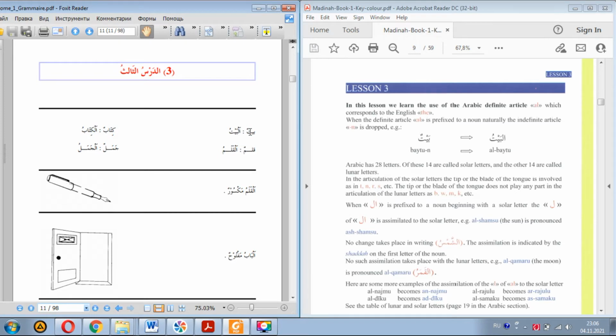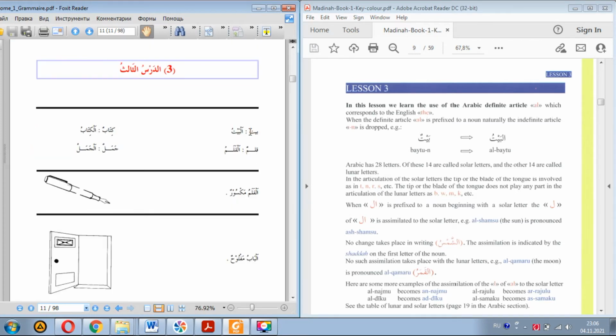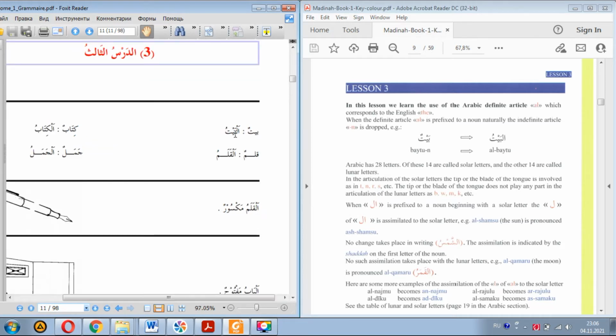بيت, which means a house. البيت. Well, when we say بيت with a tanween in the end, it corresponds to the article a house. But once we add this alif lam, it corresponds to the English the. So here we have baytun, a house, but once we added this alif lam, it's the house. Therefore we imply a certain house when we add this alif lam.